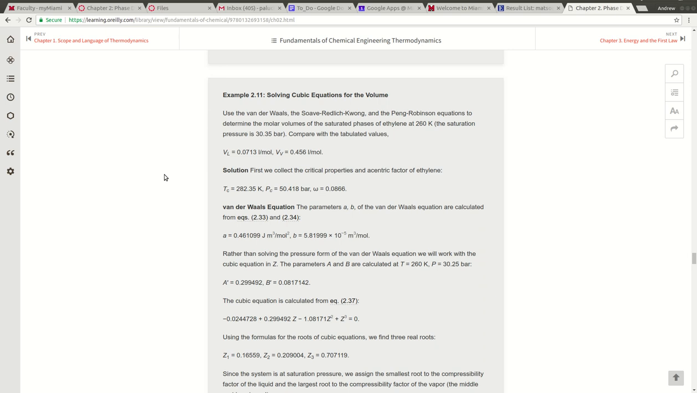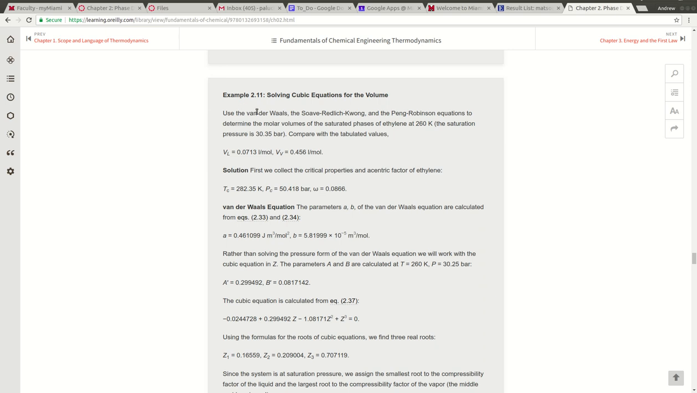All right, so I have some MATLAB code to compute the molar volume of a fluid using van der Waals, SRK, and Peng-Robinson equation of state. I just wanted to give you an example of how to run them or how to use them. I'll demonstrate by looking at example 2.1 in the text.